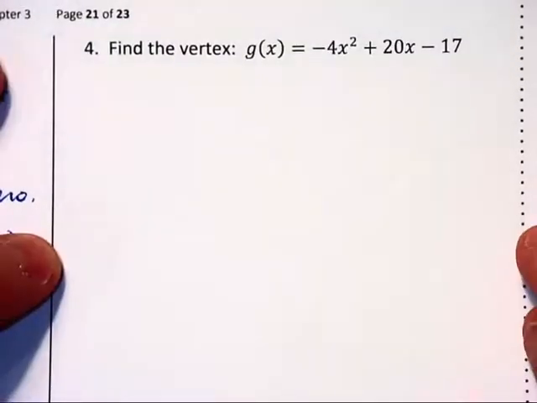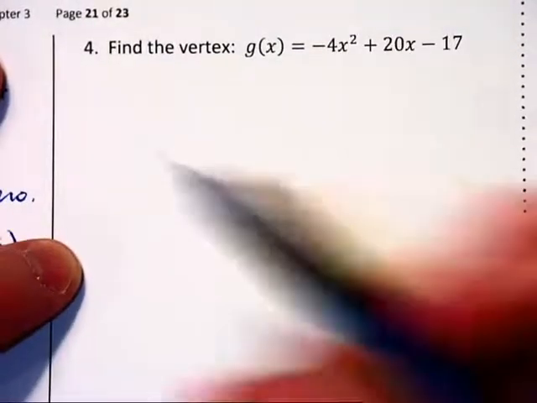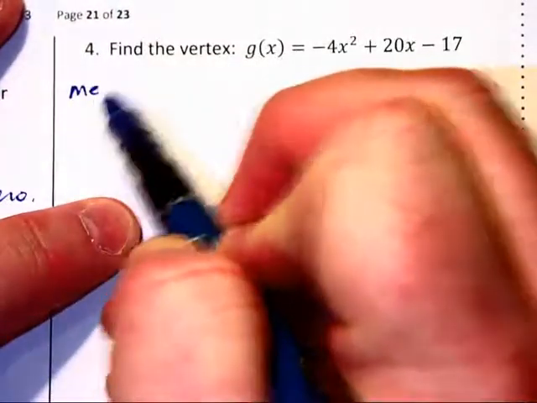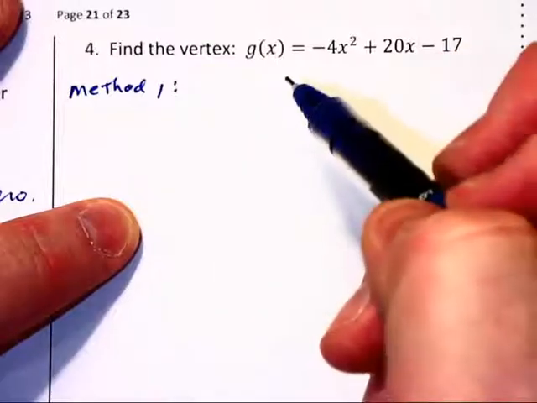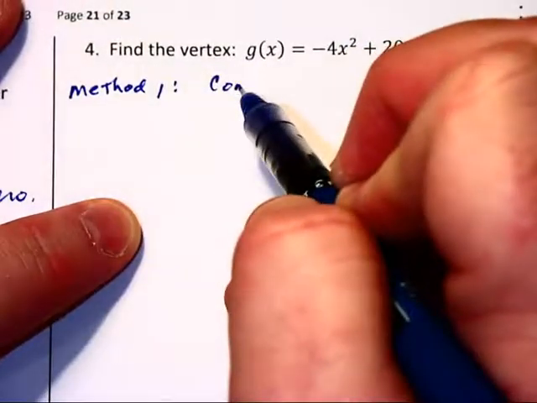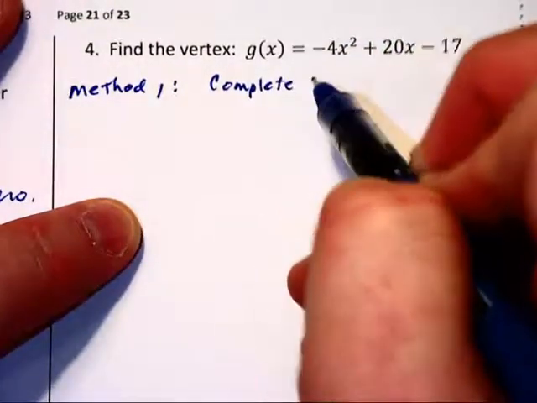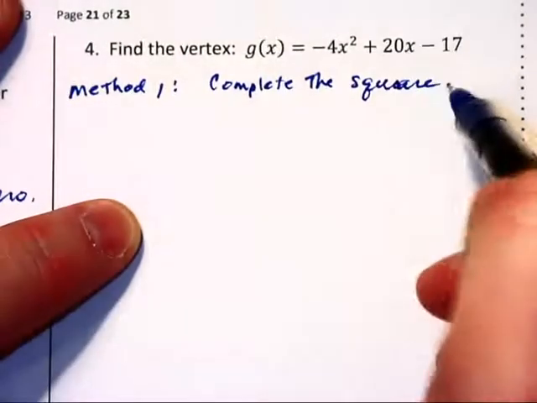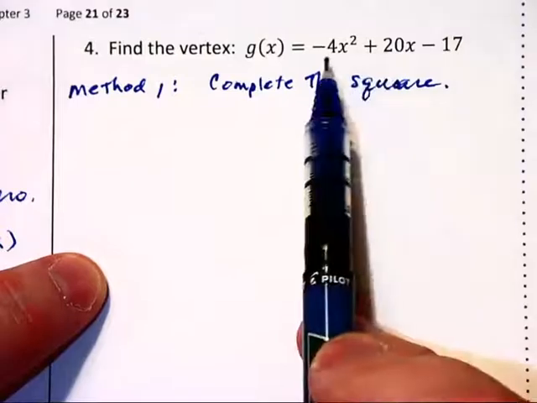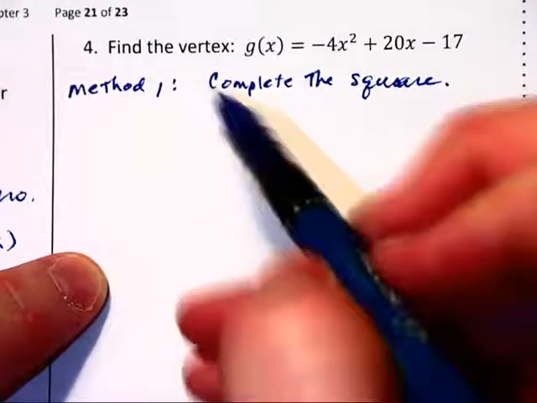Find the vertex of this function. Now there really are two different methods, and since this is a chapter review, we're going to review it both ways. Method number one is completing the square. Now to do this, I need to factor the -4 out of the first two terms.